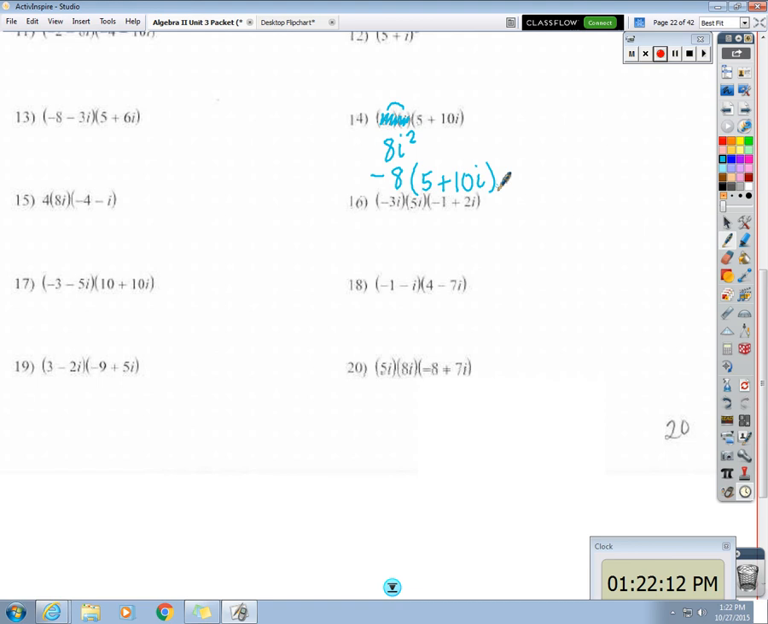And now what do I need to do? Distribute the negative 8 to both of those. What is negative 8 times 5? Negative 40. And what's negative 8 times 10i? Negative 80i. Okay, is there anything we can combine or simplify? No, those can't be combined. This is just an i, so if it were i squared we could continue, but it's just an i. So that's your final answer.